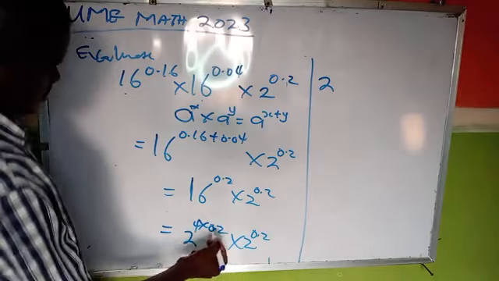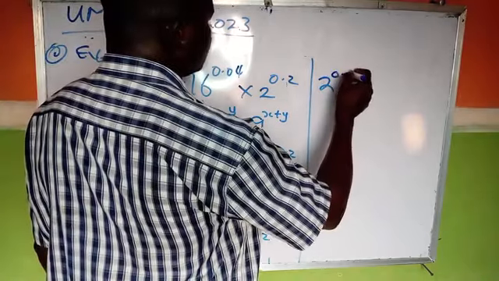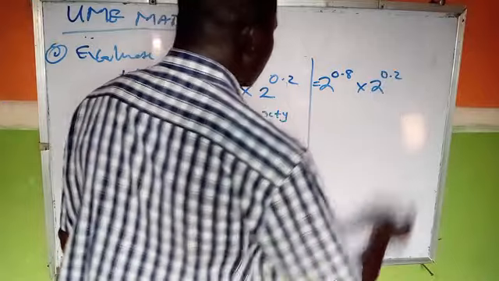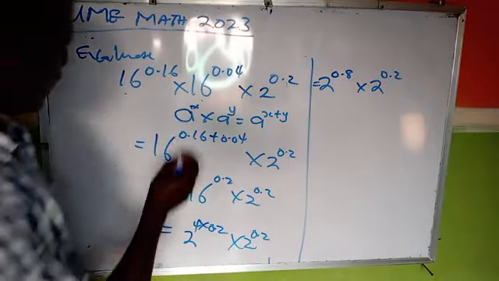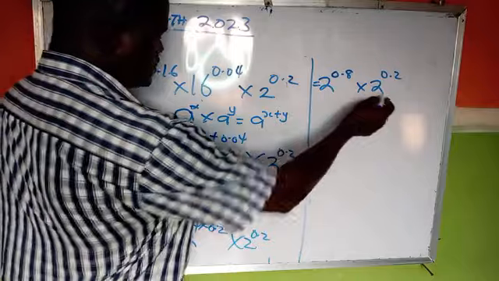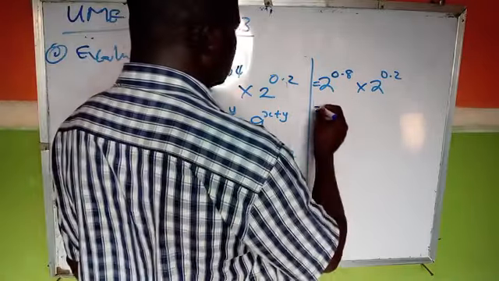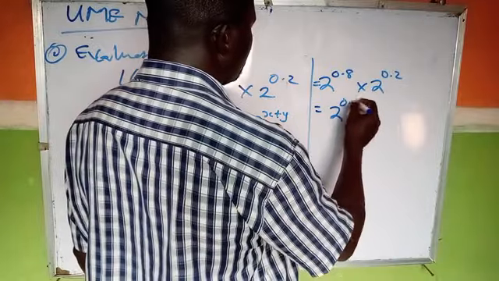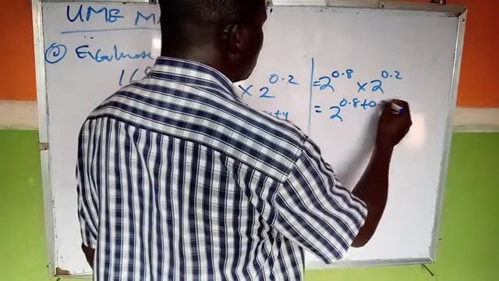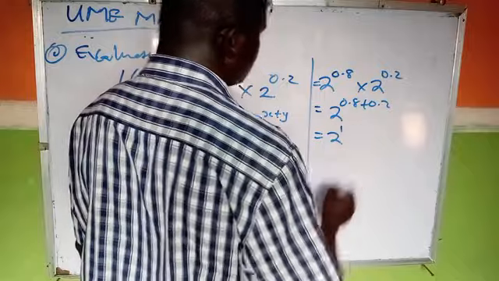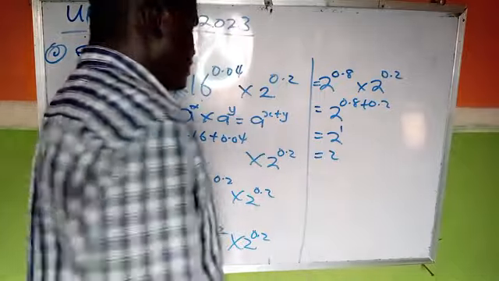Then 2 times 0.2 will give you 0.8, times 2 raised to power what? 2 raised to power 0.2. Again, you apply this again because this is 2, this is 2, a. Then you apply it again. So you will have what? 2 raised to power 2.8 plus 2 raised to power 2. So adding them together, you will have 2 raised to power 1. So your answer is 2.